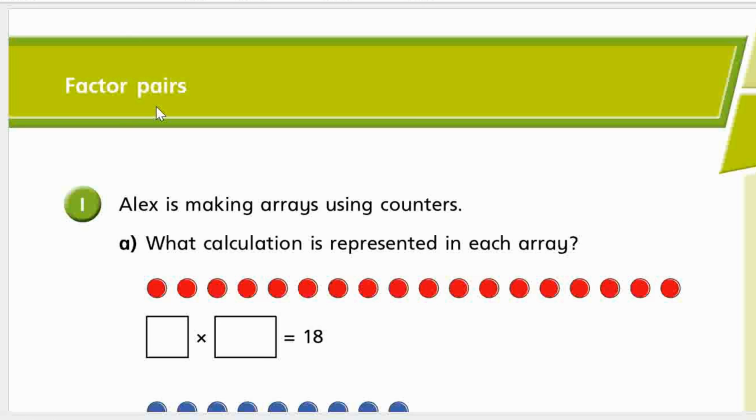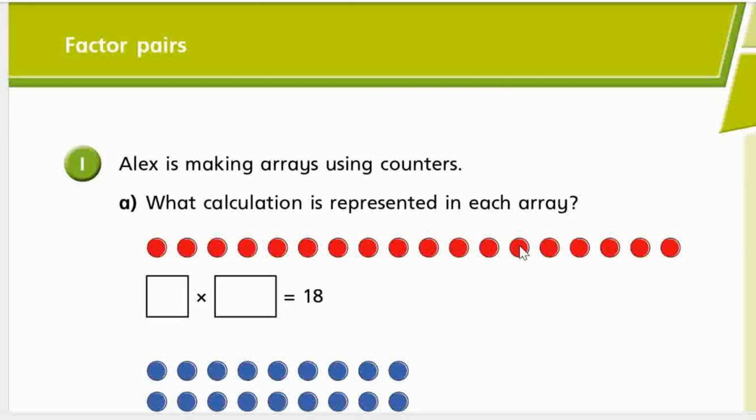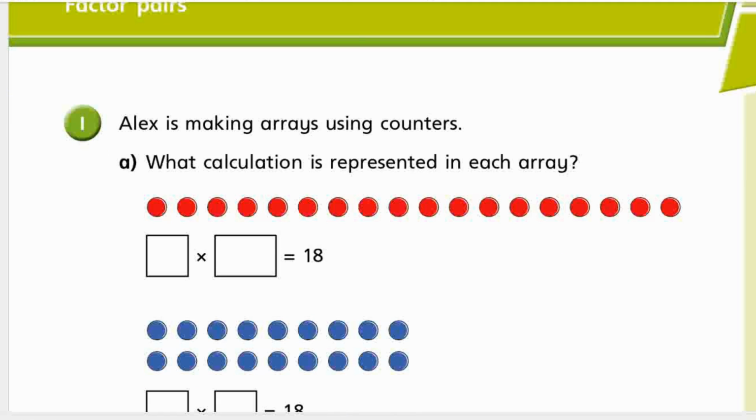Factor pairs. And as we discussed before, factors are numbers which go into another number. Let's have a look at some examples. Okay, so we have here an array. Alex is making arrays using counters. What calculation is represented in each array?